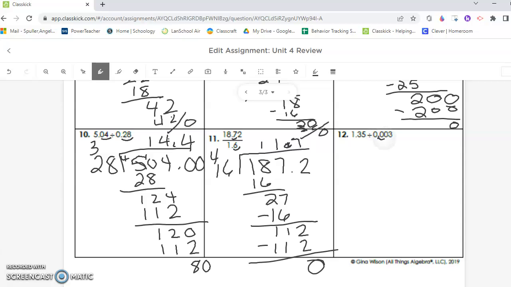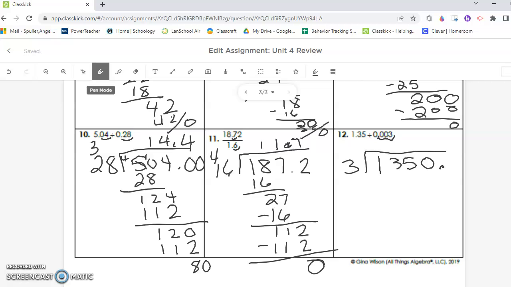All right, moving this over. 1, 2, 3. So 1.35. I have to move it over 1, 2, 3. So my decimal's there. Okay. Erase this part so it's not in my way. But I've got my decimal right here now.